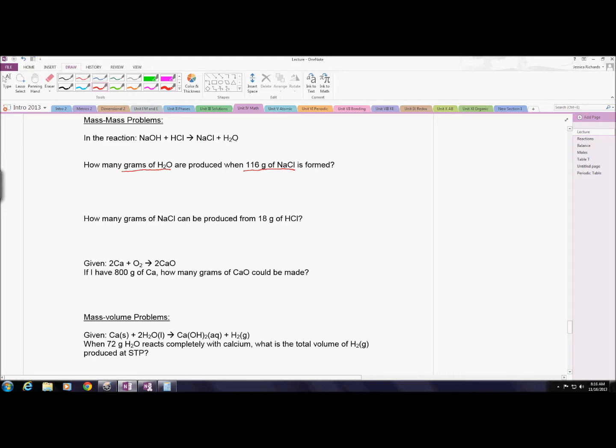So we find those two things in my equation. Here's the water, here's the NaCl, and I start by writing down, I have 116 grams of NaCl.